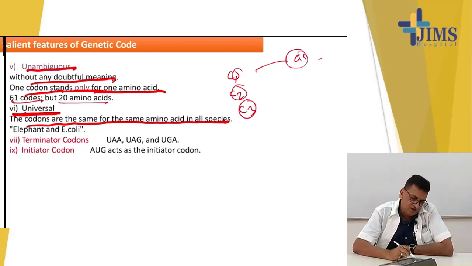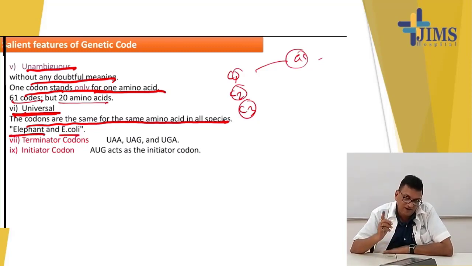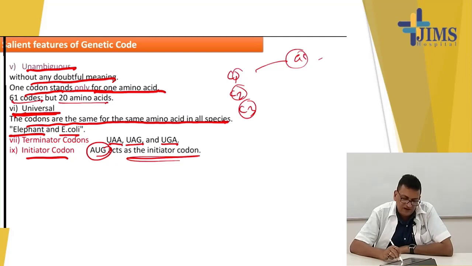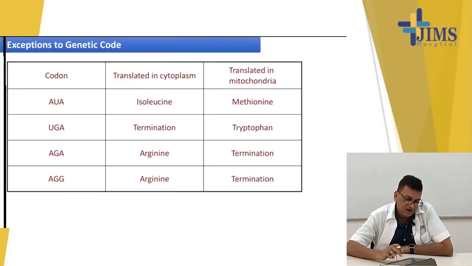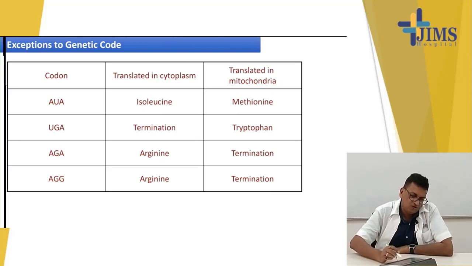Now if you see here, from elephant to E. coli, all the codons will be the same. Okay? So the termination codons are UAG and UGA. The initiator codon will be AUG, which is the initiator codon. Okay? So these are the exceptions of the genetic code.